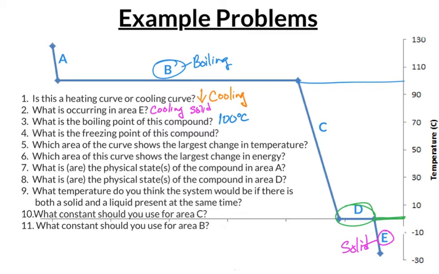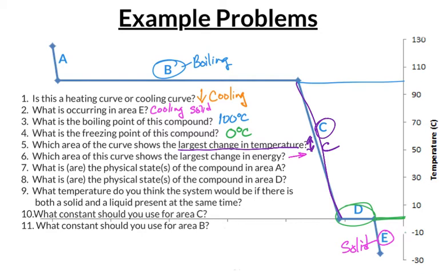This may be water. Might not be, but those are the temperatures that we normally see for water, so I wouldn't be too surprised if it is water. And number 5, which area of the curve shows the largest change in temperature? So we're looking to see in the y-axis which one changes the most, and that is clearly letter C. So letter C is going to be the one that has the largest change in temperature, and that is our liquid cooling.